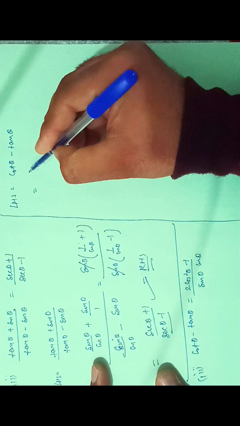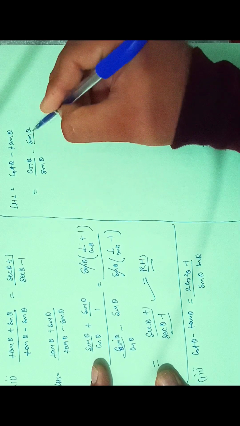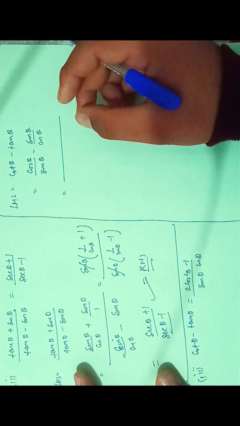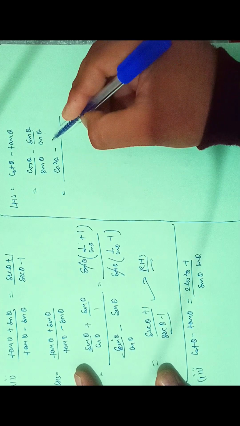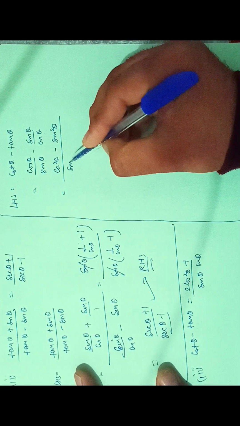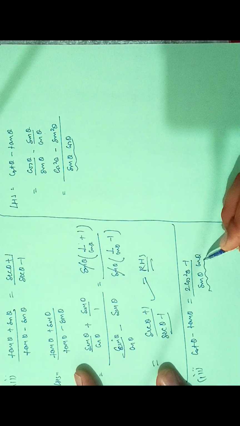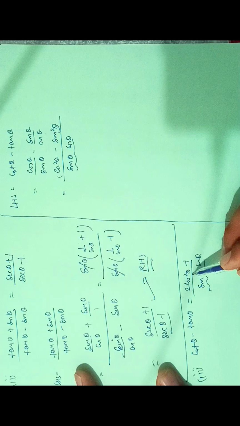Cot theta is cos theta upon sin theta, and tan theta is sin theta upon cos theta. We'll use the same method we have discussed earlier. So cos theta into cos theta, that is cos square theta, minus sin theta into sin theta, that is sin square theta, upon sin theta cos theta. We have the same denominator as we have to prove on the right hand side. Now you have to convert this. We don't need sin square theta here; we'll have only cos square theta.